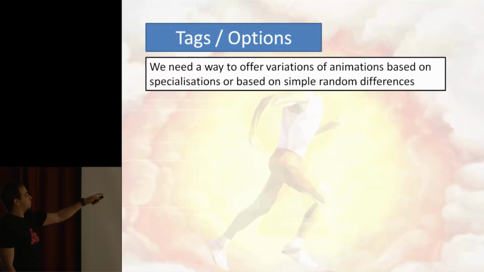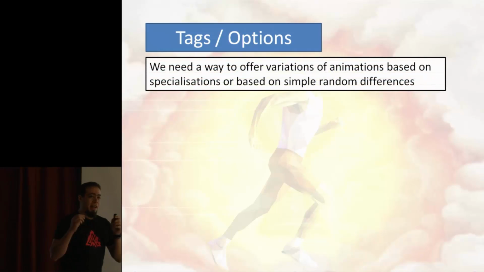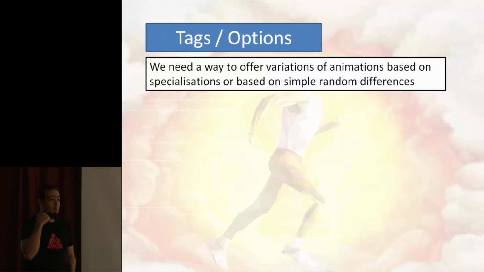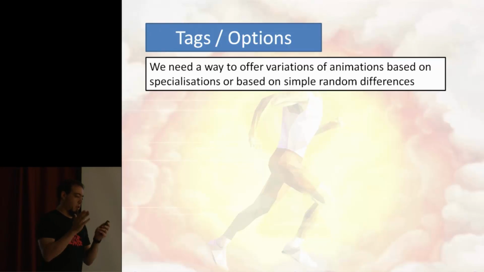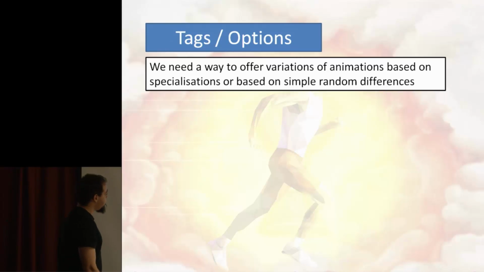We need to offer a way of variations on animations based on either a specialization, is this heavy weapon, is this slow AI, is this big dinosaur, or to offer just random options based on the exact same stuff, but to give some more flavor. Every single grunt, I want to have them pick a different walk animation, not the exact same one.